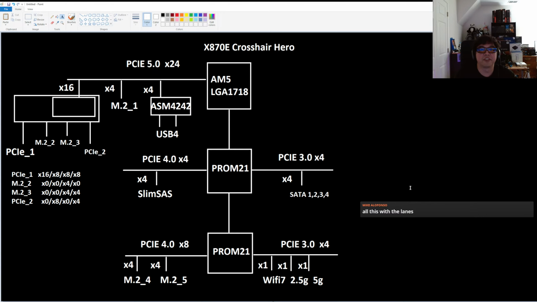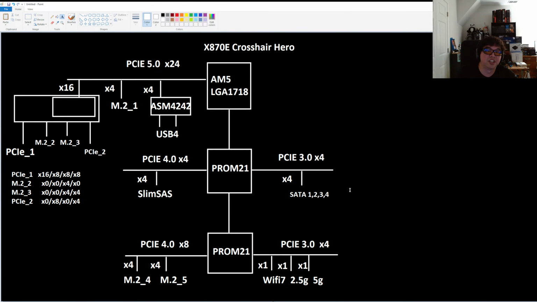Probably because I think people want to see this because Asus doesn't publicly show you this block diagram in their manual. So it's very hard to find this information. I think that's the reason why people wanted me to draw it. So the Strix is almost the exact same except for a few things.